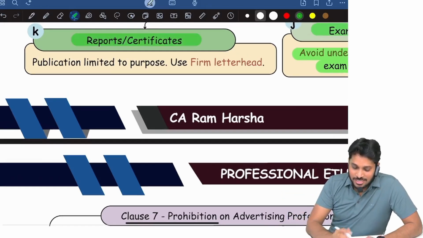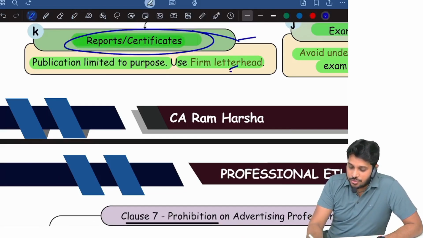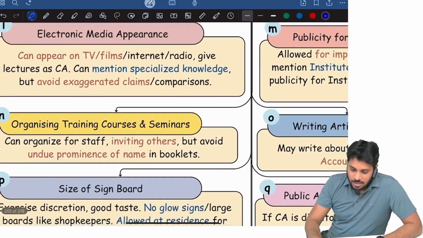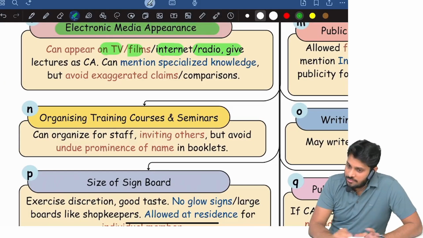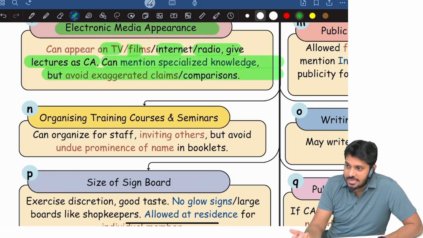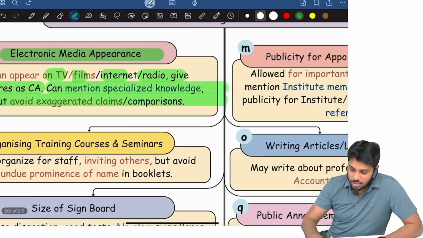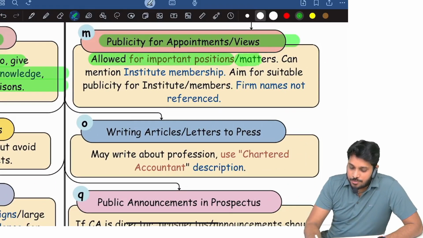Okay. Reports and certificates: publication limited to purpose, use firm letterhead. In all reports and certificates that you use, use firm letterhead. Can a CA appear on electronic media like TV, films, internet, radio? Yes, everywhere you can, and you can give lectures also as a CA. You can mention specialized knowledge, but avoid exaggerated claims or disparaging statements about others. Publicity for appointment or views is allowed for important positions or matters. You can mention institute membership, aiming for suitable publicity for the institute. Firm names are not referenced.